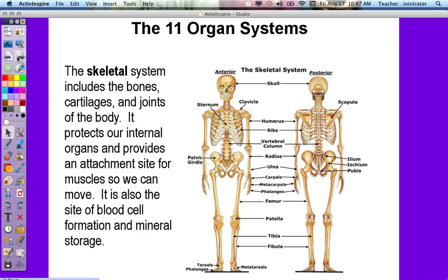It has many jobs. It's going to protect your internal organs. It's going to provide a place for your muscles to attach so you can actually move. It also is where you form your blood cells, and it's also where you store minerals.